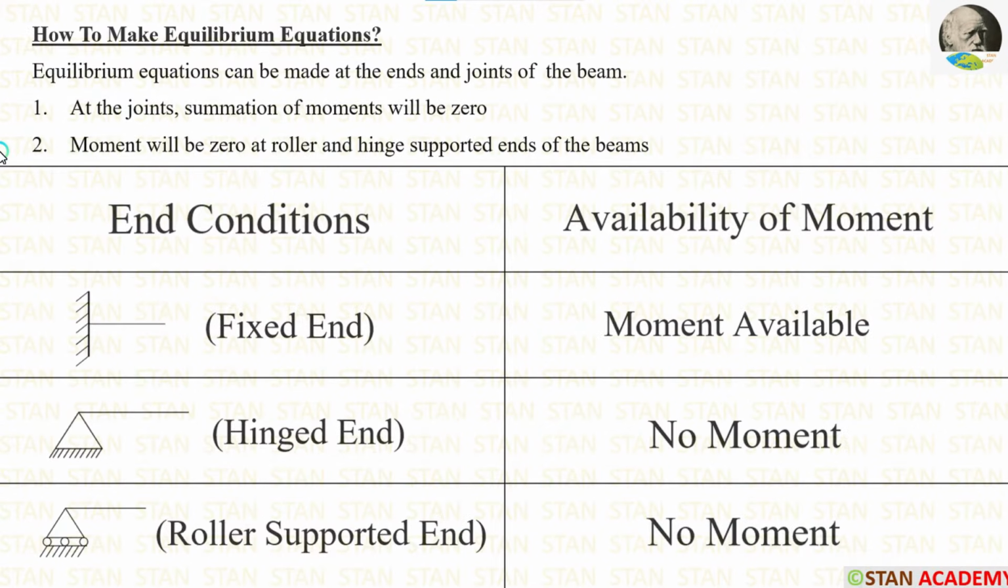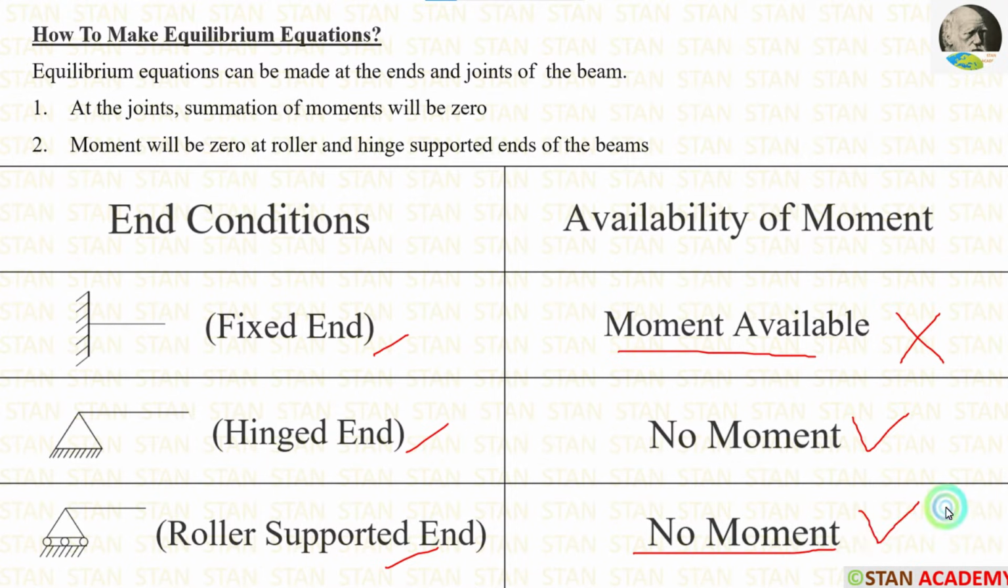Now, let's see how to make equilibrium equations. The equilibrium equations can be made at the ends and the joints of the beam. In the joints, the summation of the moments will be 0. Using that, we can make an equilibrium equation. Then we have to see the end conditions. In the fixed end, there will be moment, so we cannot make an equilibrium equation. In the hinged end, there will be no moment, so we can make an equilibrium equation. In the roller supported end also, there will be no moment, so we can make an equilibrium equation.